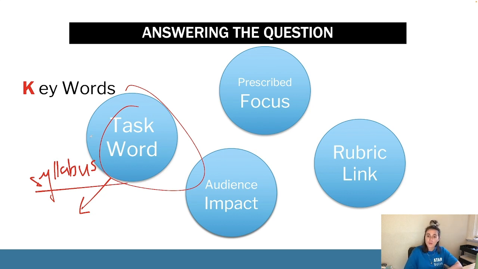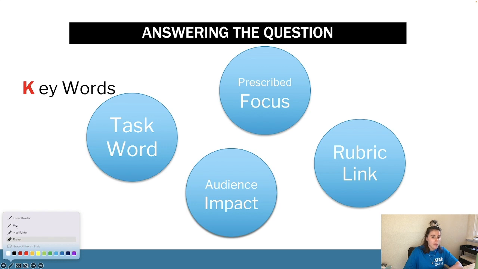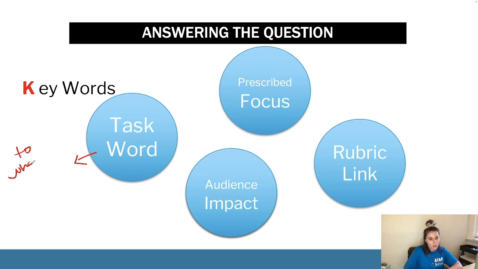The task word, no, that's not what the task word is. That's what the prescribed focus is. That's the rubric link. I'm sorry, everyone. I'm having a moment. The task word. Stop. Erase all ink. There we go. The task word is like, to what extent? It is your action word. Evaluate. Analyze. Etc.